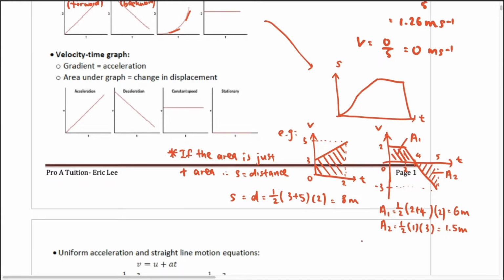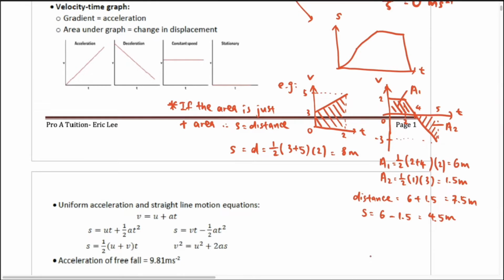Okay, but we need to know if you have area below the t-axis. So distance, we just add the two values, 6 plus 1.5, 7.5 meter. But displacement, we have to take 6 minus 1.5 to get 4.5. So this is the small difference between the distance and the displacement. So of course, for displacement, why we need to minus? I draw a motion diagram to let you see.